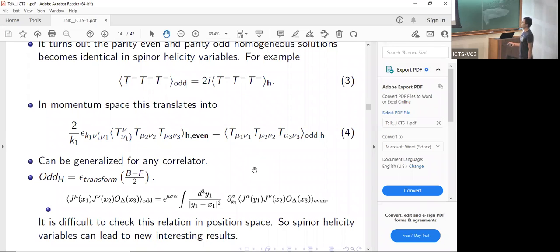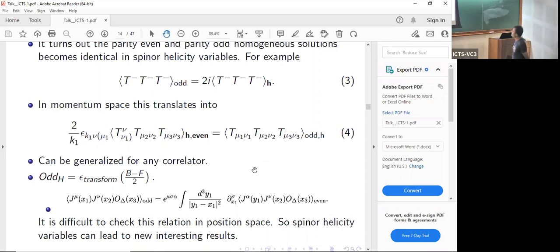So what I wanted to emphasize is that in momentum space or spinor-helicity variables, there is an extra relation that you get. Earlier, the parity odd structure was thought to be independent, but that no longer remains. Meaning, the parity odd structure you can now determine in terms of the parity even structure.